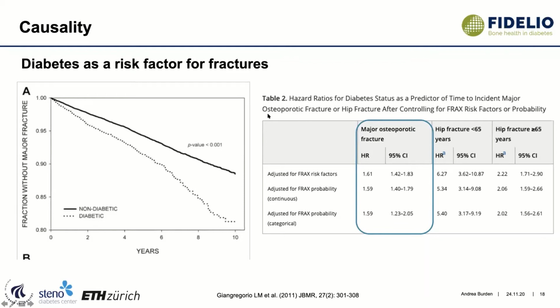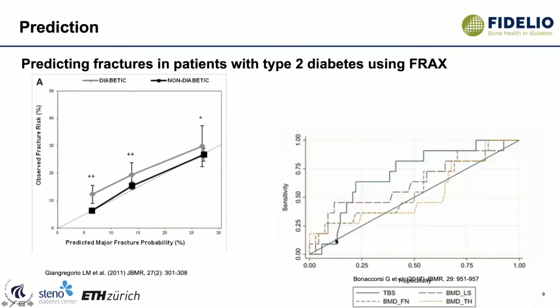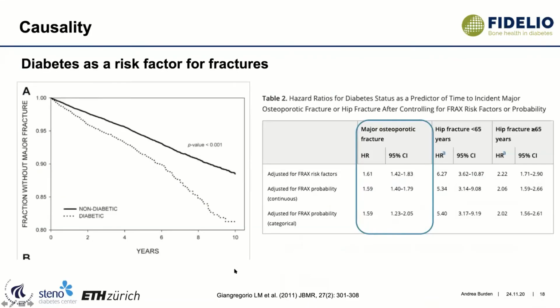When we look at the overall adjusted risk factors, we could also see that when adjusted for the normal FRAX risk factors or FRAX probability, diabetes came out as a significant independent risk factor for having a major osteoporotic fracture, and this continued regardless of the age, so even in those under 65 or over 65.